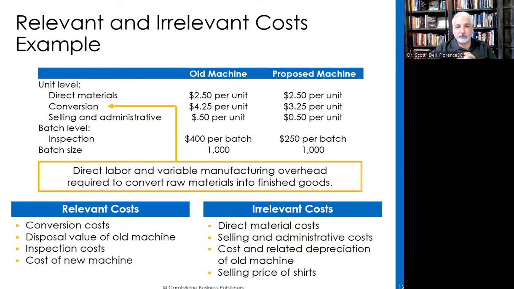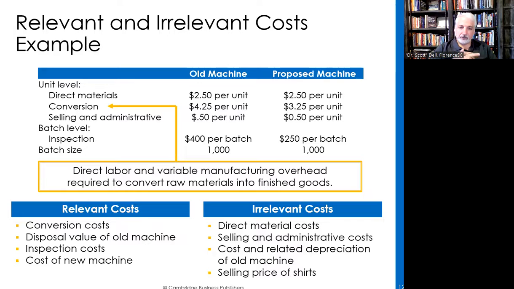So let's take a look at relevant and irrelevant. When we use different machines, we have different efficiencies. The newer machine, actually, materials are going to be the same, whether we make it with the old machine or the new machine. But the conversion cost, which is direct labor and variable overhead, is going to be different. It's actually cheaper on the new machine. So we get a cost savings of about $1 a unit. Selling and administrative are going to be the same. So again, that will not directly impact our decision. But inspections are less expensive with the new machine.